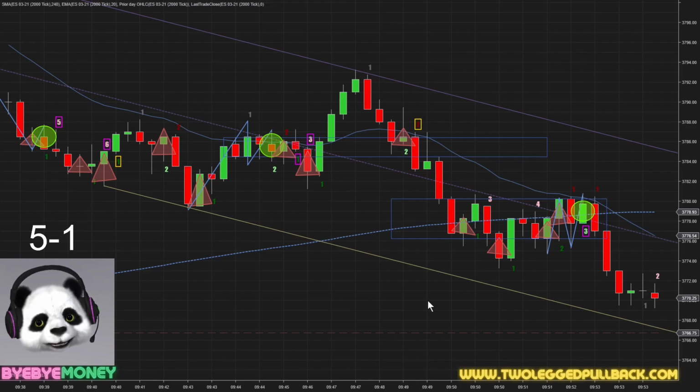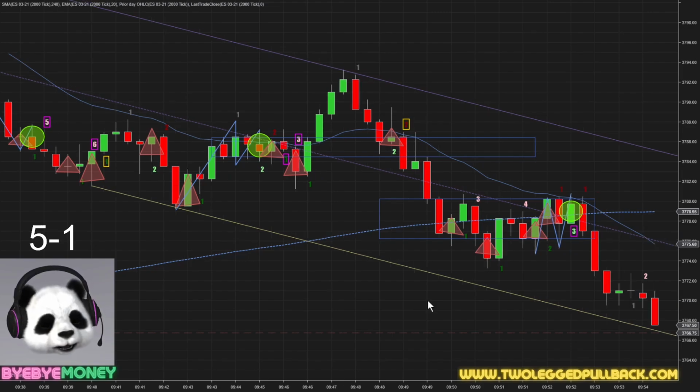It's for my benefit too, but I'm posting this up as content for you guys, and hopefully this is helpful, so you guys can all trade the two-legged pullback, get those scalps, get those low-hanging fruits that the market, that the institutions give us.